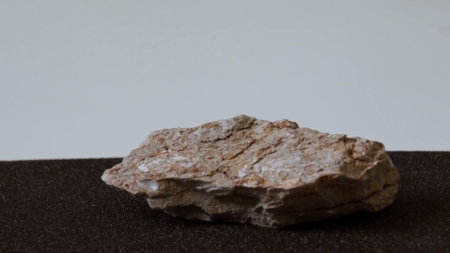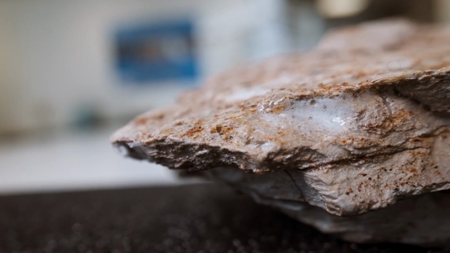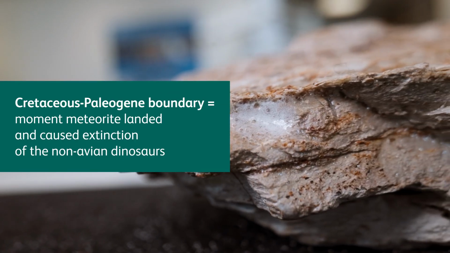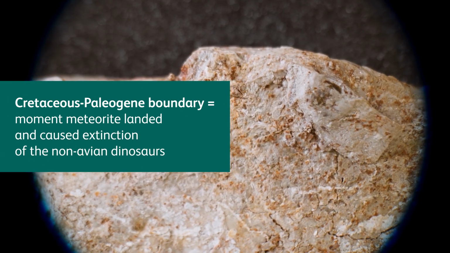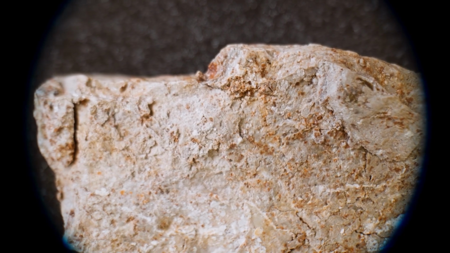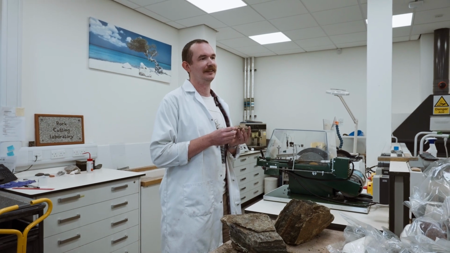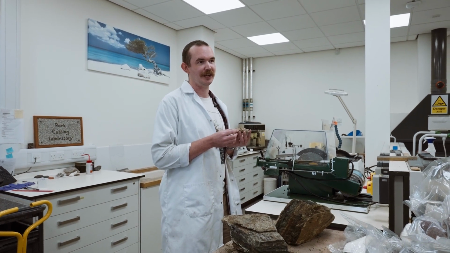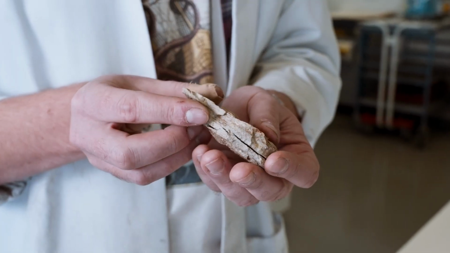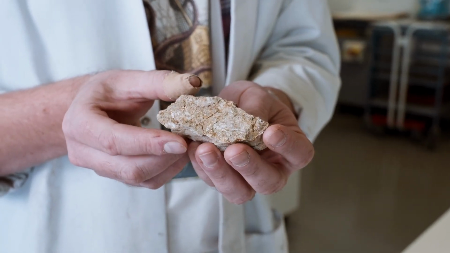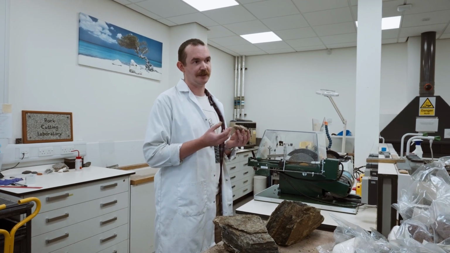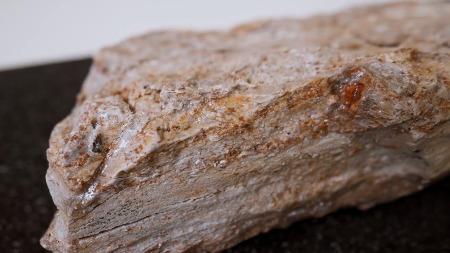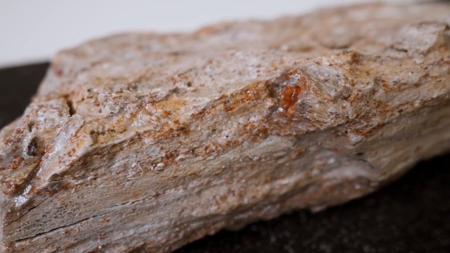This is a sample of marine clay that was formed during the Cretaceous-Paleogene boundary. The Cretaceous-Paleogene boundary, also known as the KT boundary, is the name that we give to the moment in time where the meteorite landed and caused the extinction of the non-avian dinosaurs. So this enormous meteorite landed in what is now Mexico and would have thrown up a huge amount of dust into the atmosphere. A lot of that dust would have contained the chemicals that were contained in that meteorite, for example, iridium, which we don't have much of on Earth.